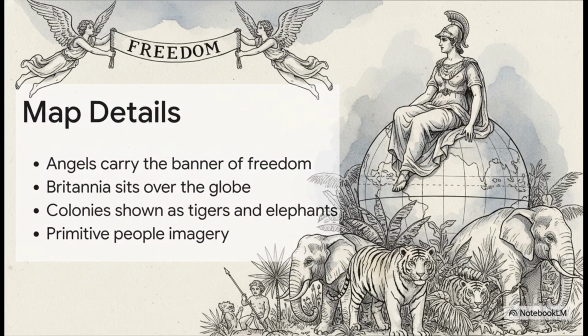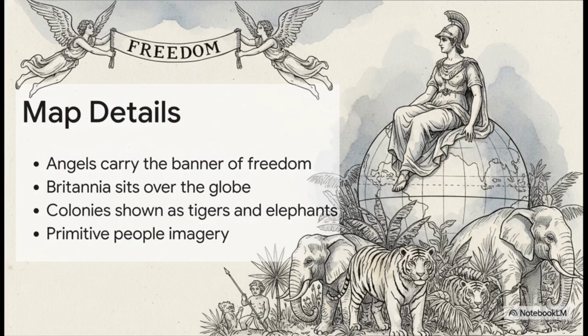Just look closely at the details depicted here. Up at the top, you see angels literally carrying the banner of freedom. Right in the foreground, there's Britannia, the symbol of the British nation, triumphantly sitting over the globe. But then look at how the colonies are represented. They're shown through images of tigers, elephants, forest, and primitive people. The philosophical irony here is just staggering. Imperialism framed world domination and the literal subjugation of other human beings as the very foundation of Britain's national pride and freedom.